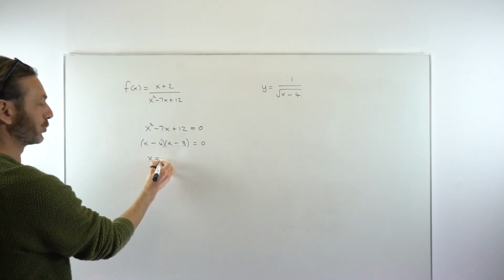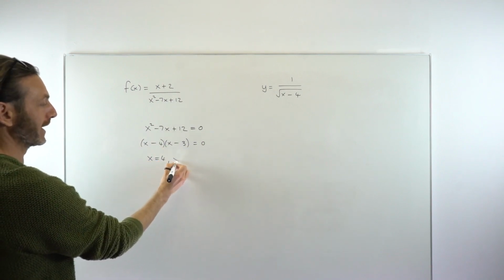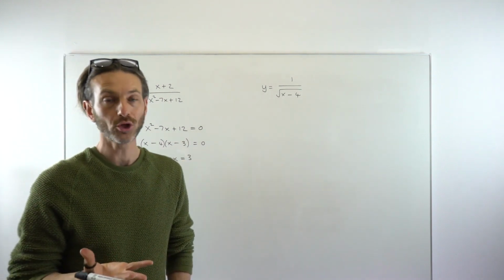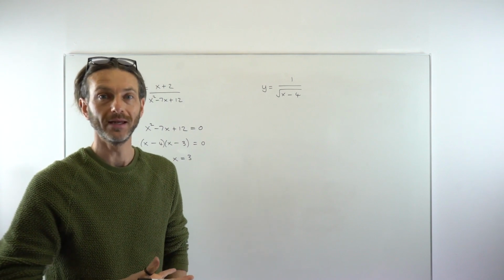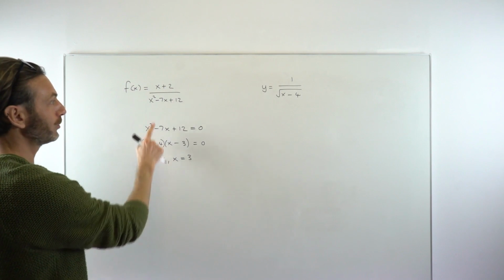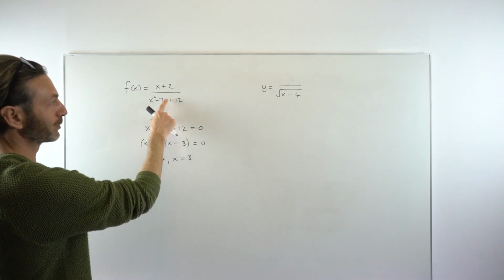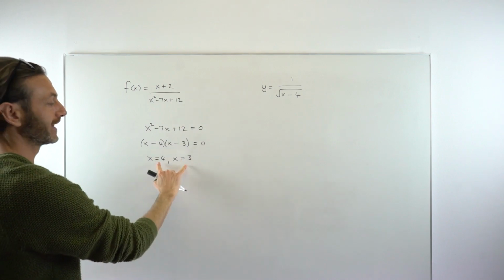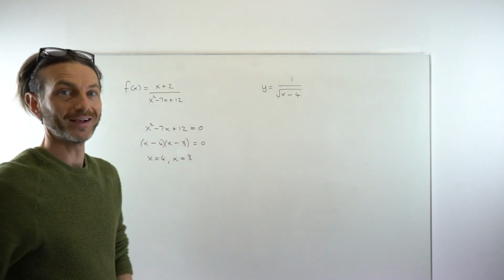And then you're going to get solutions for the equation of x equals 4 and x equals 3. So to answer the question, what values cannot be in the domain? What are the restrictions on the domain? These 2 values. In other words, if you put 4 in there for x, the denominator will be 0. If you put 3 in there for x, the denominator will be 0. So that's how you would find the restrictions in that case.